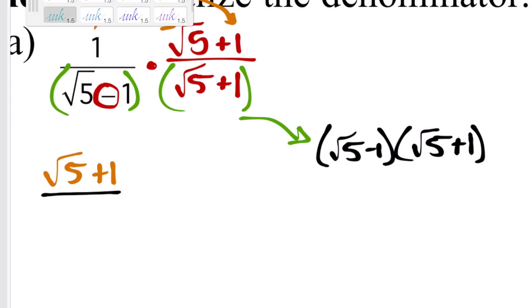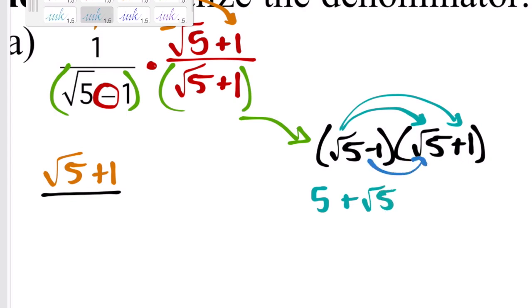I'm going to do a bit of distribution. So square root of 5 times square root of 5 is square root of 25. Square root of 25 is just 5. And then we have square root of 5 times 1, which is just square root of 5. Negative 1 times square root of 5 is negative square root of 5. And negative 1 times positive 1 is just negative 1.